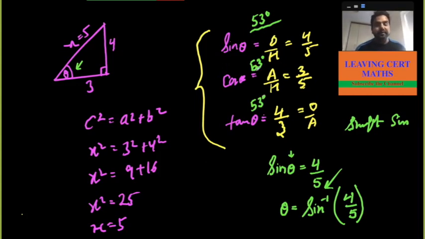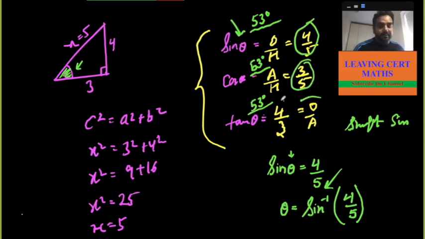So you can see it doesn't matter which one you are using. You are always getting the same angle, right? Because this is your theta, and it should be fixed. Whether I use sine, cos, or tan, it doesn't matter. It is a fixed value. The ratios are different: sine gives 4 over 5, cos gives 3 over 5, tan gives 4 over 3. But theta is a fixed value. That's why all of them give you the same value.